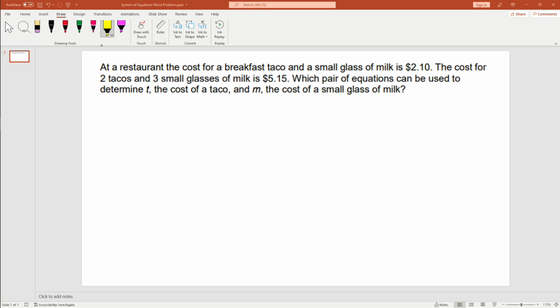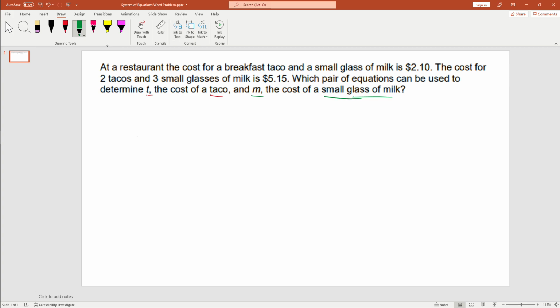It says, at a restaurant, the cost for a breakfast taco and a small glass of milk is $2.10. The cost for 2 tacos and 3 small glasses of milk is $5.15. Which pair of equations can be used to determine T, the cost of a taco, and M, the cost of a small glass of milk? I really like that they even point out to us what T and M are. T would represent the taco and M would represent the small glass of milk.